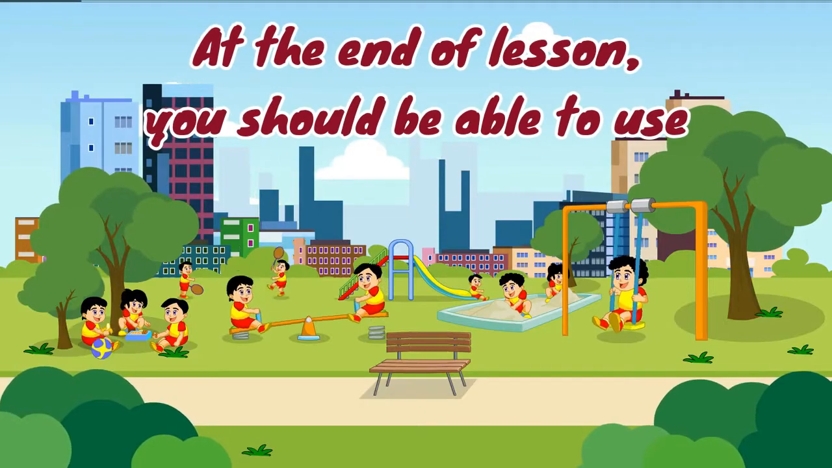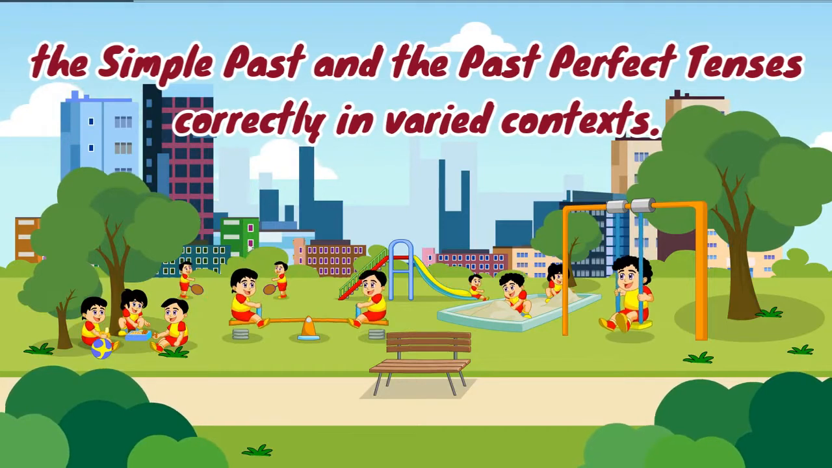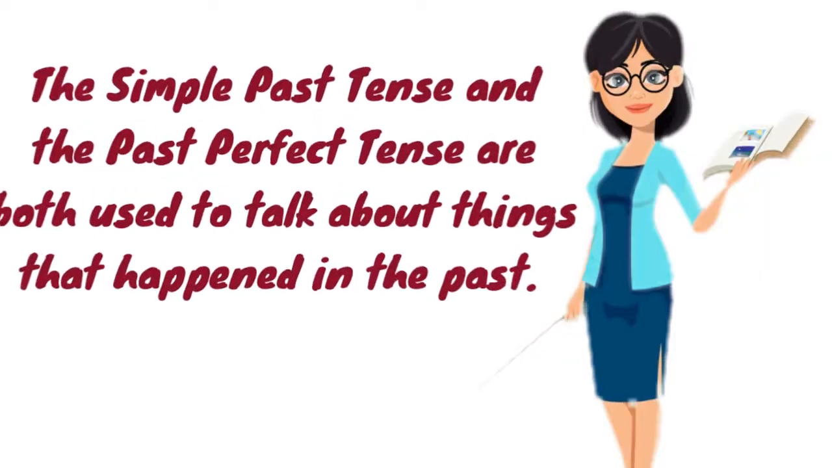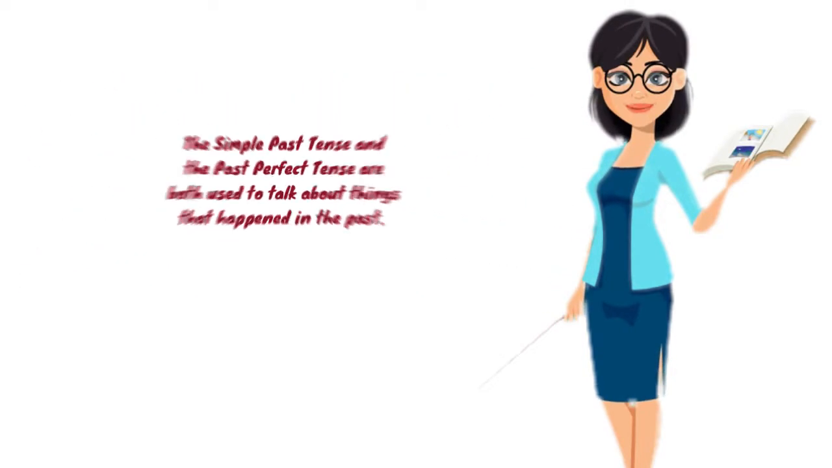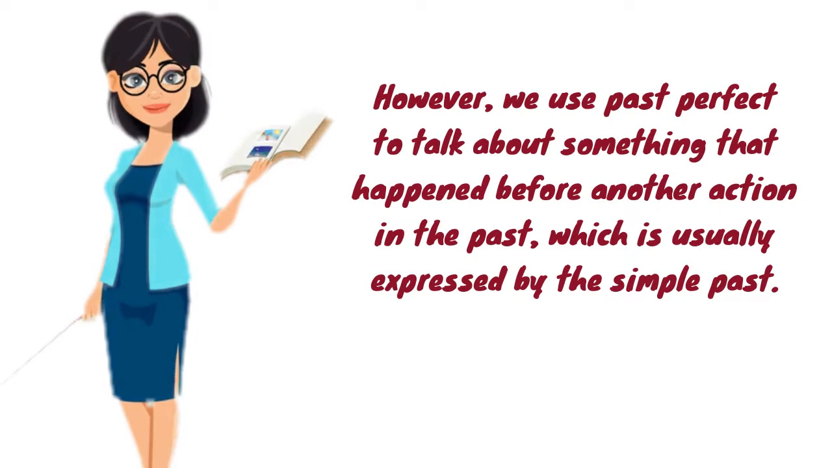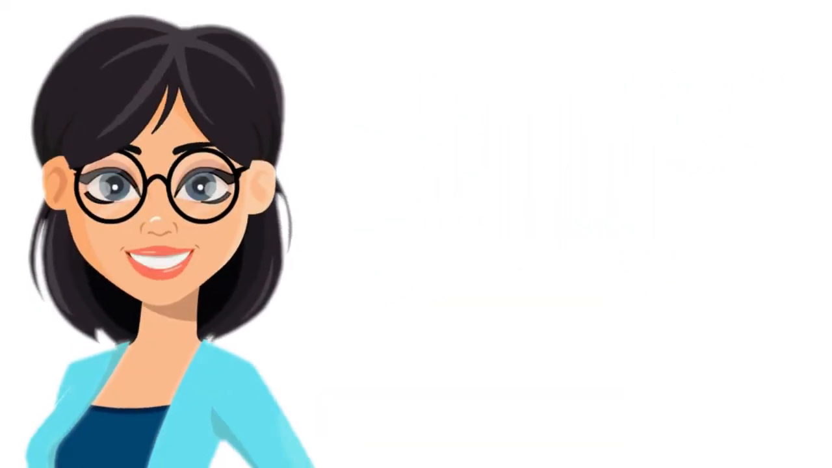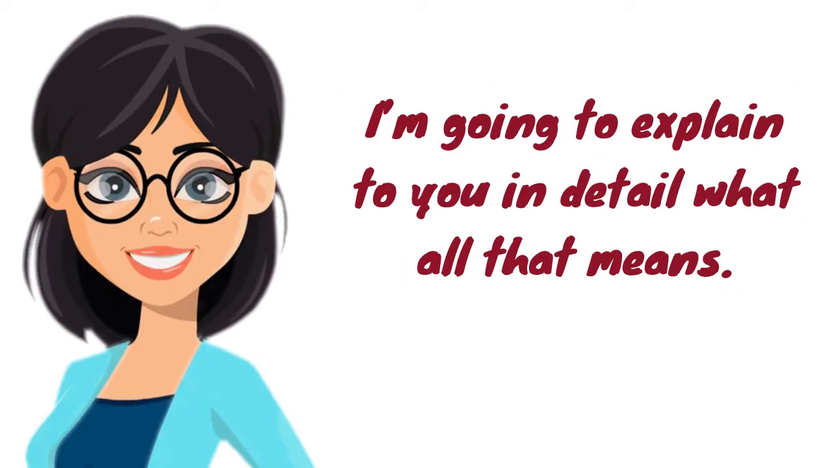At the end of the lesson, you should be able to use the simple past and the past perfect tenses correctly in varied contexts. The simple past tense and the past perfect tense are both used to talk about things that happened in the past. However, we use past perfect to talk about something that happened before another action in the past, which is usually expressed by the simple past. And I am going to explain to you in detail what all that means.